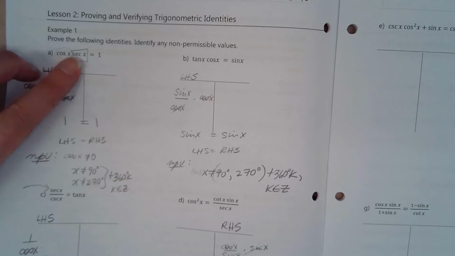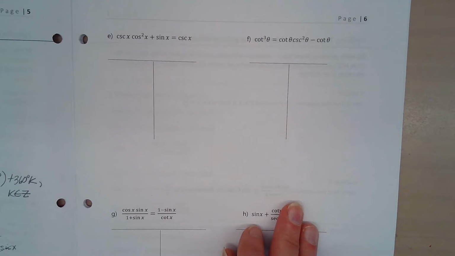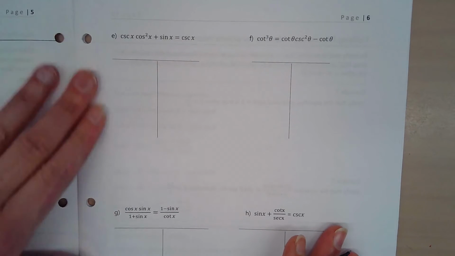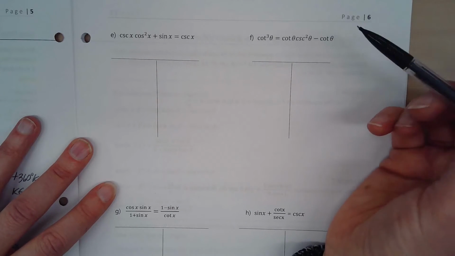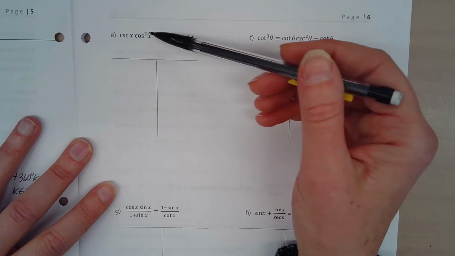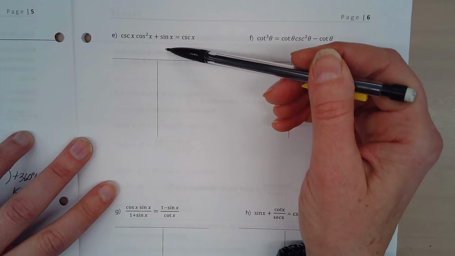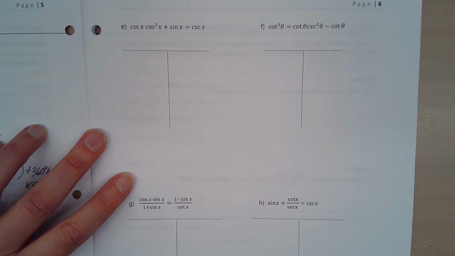Page 5, it said, prove the following identities, identify any non-permissibles. And I stopped here just because they were starting to get a little complicated and we had just started identities and I didn't want to overwhelm you. Now that we have some identity work under our belt, let's take a look at what we have here. So here's our next identity, cosecant x times cos squared x plus sine x, all of that somehow equals cosecant x.